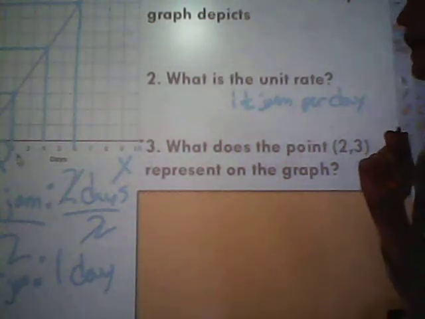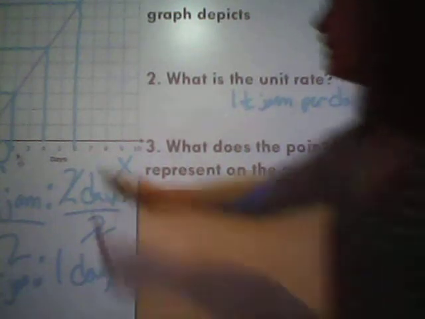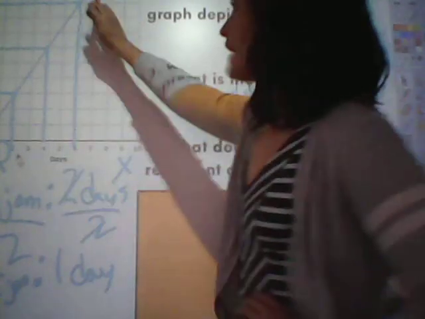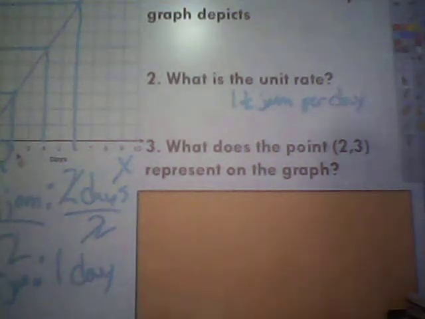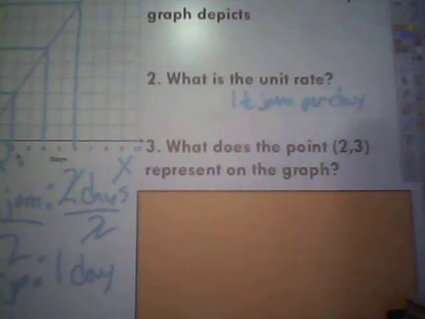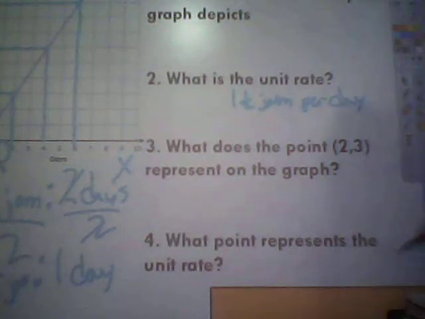Or let's try our point (6, 9). 6 on my x-axis, comma 9. What that means is that in 6 days, I can make 9 liters of jam. So because this is a proportional relationship, it's very clear that the things are growing at a constant rate. Okay. Our last question really relates back to what we did on question number 2.